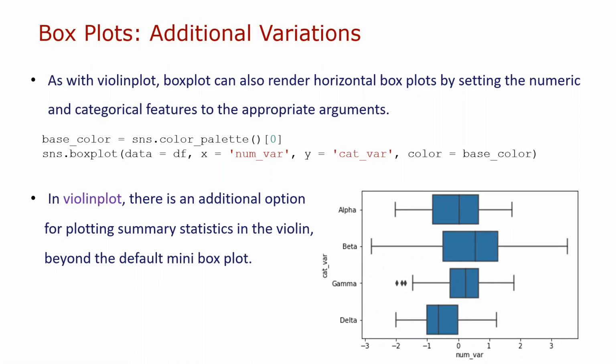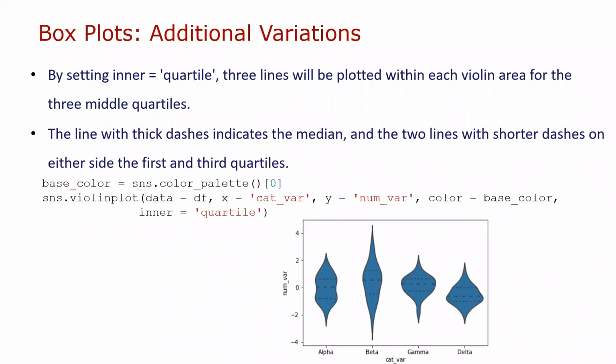Sorry? This one here? If you remember when we have this set of colors, we have chosen the first one. By setting inner equals quartile, do you remember when we said inner equals quartile, 3 lines will be plotted within each violin area? And what are these 3 lines? What do you think they are? Okay, the median and the Q3, and all you need to say is inner equals quartile, and you would be able to see these quartiles.